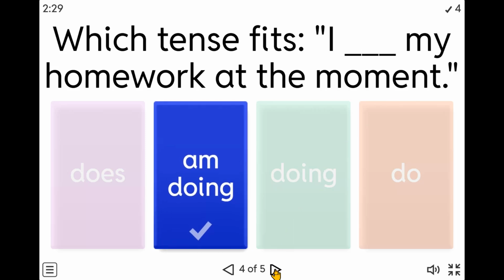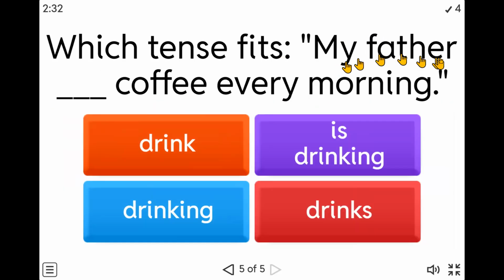Okay, next. My father dash coffee every morning. My father every morning ante enti? It's a habit. What does my father do every morning? He drinks. Yes, drinks raval. My father drinks coffee every morning.